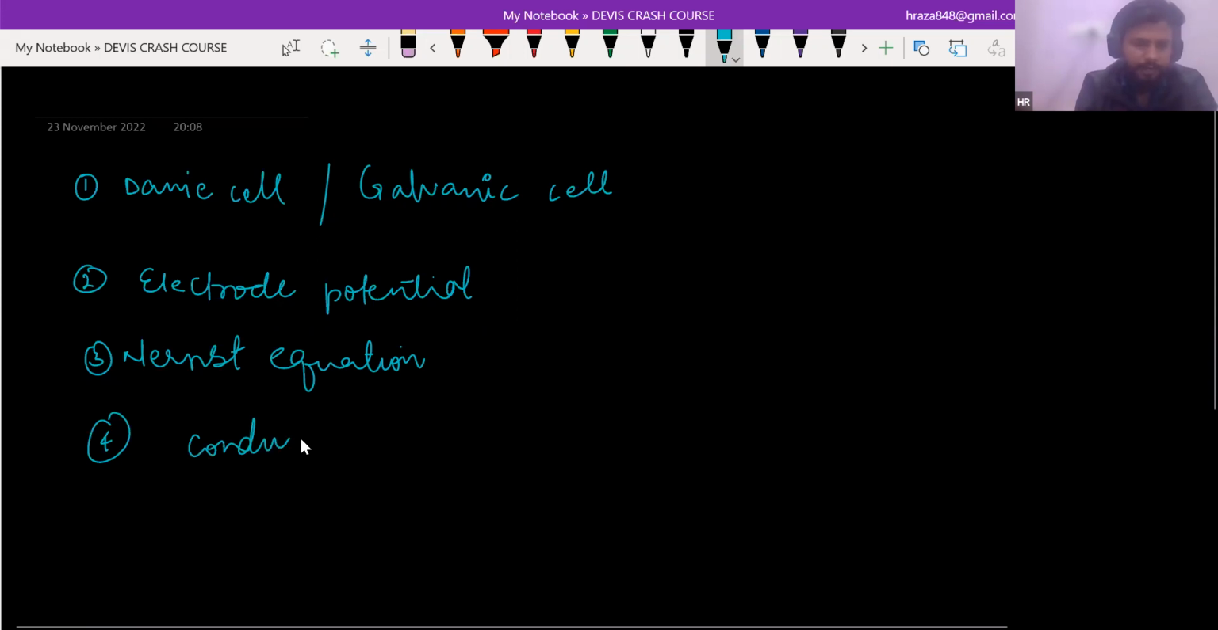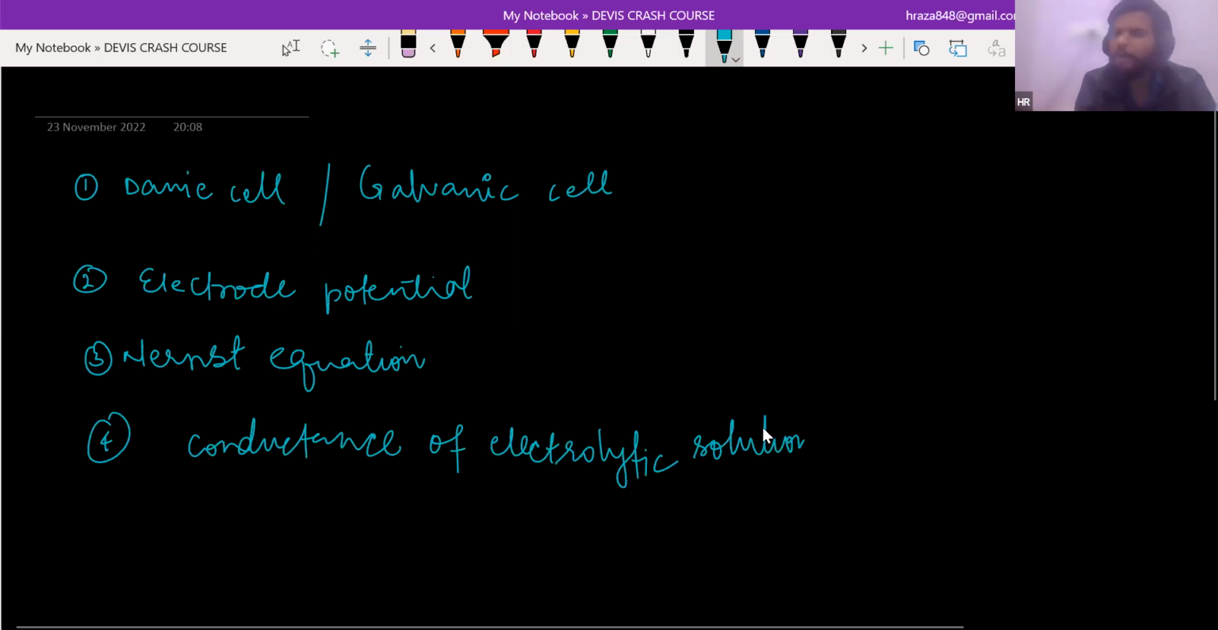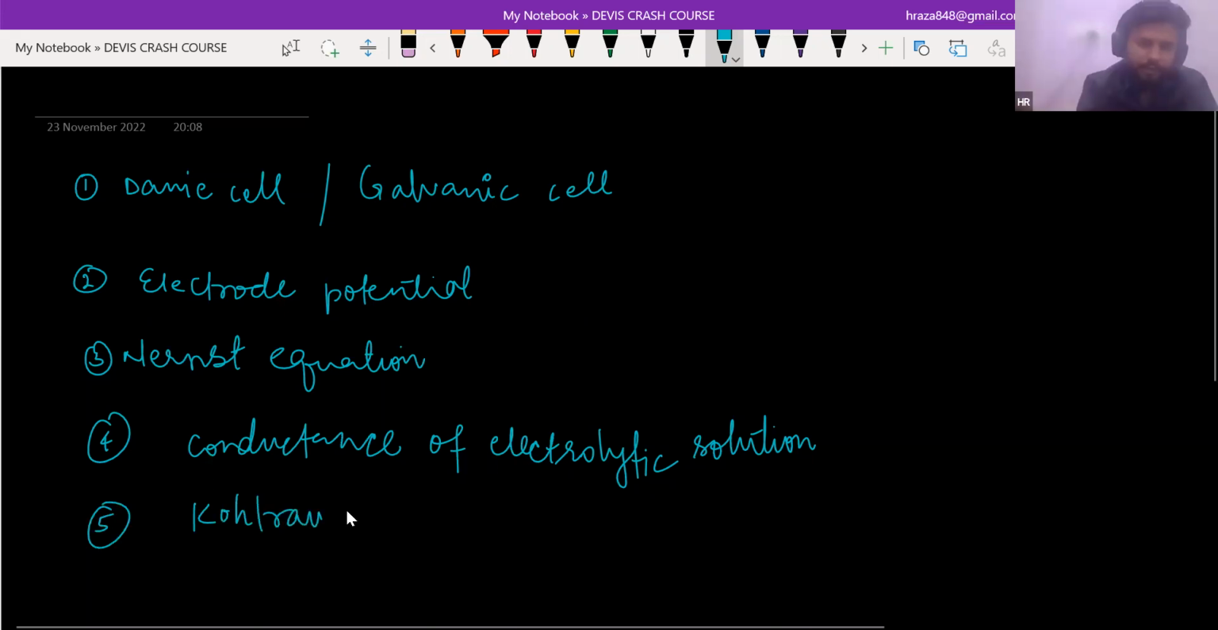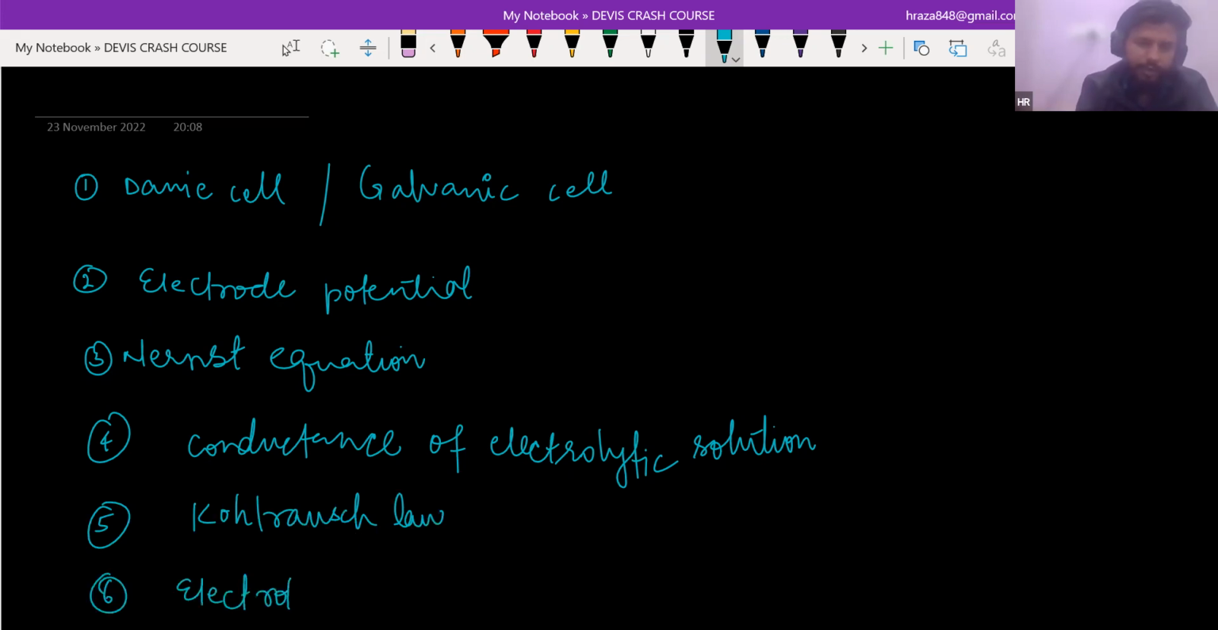And then conductance of electrolytic solution. Basically, this is your electric part, like resistance, resistivity, conductance, conductivity. Okay. And then Kohlrausch's law. And then comes electrolysis, Faraday's law and all. Then there is electrochemical series. And then batteries.